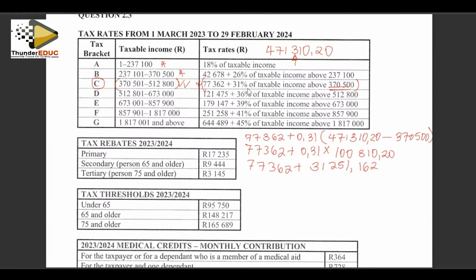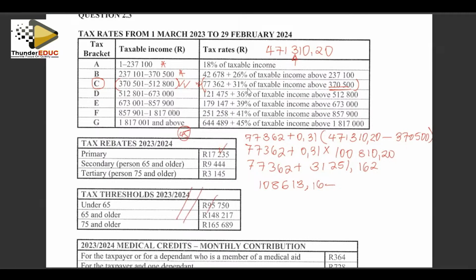So we add on this much. So we have 108,613 rands 16 cents. At this moment, we look at the rebate. So we subtract the rebate. Remember, the person was 45 years of age. The person only qualifies for the primary rebate.